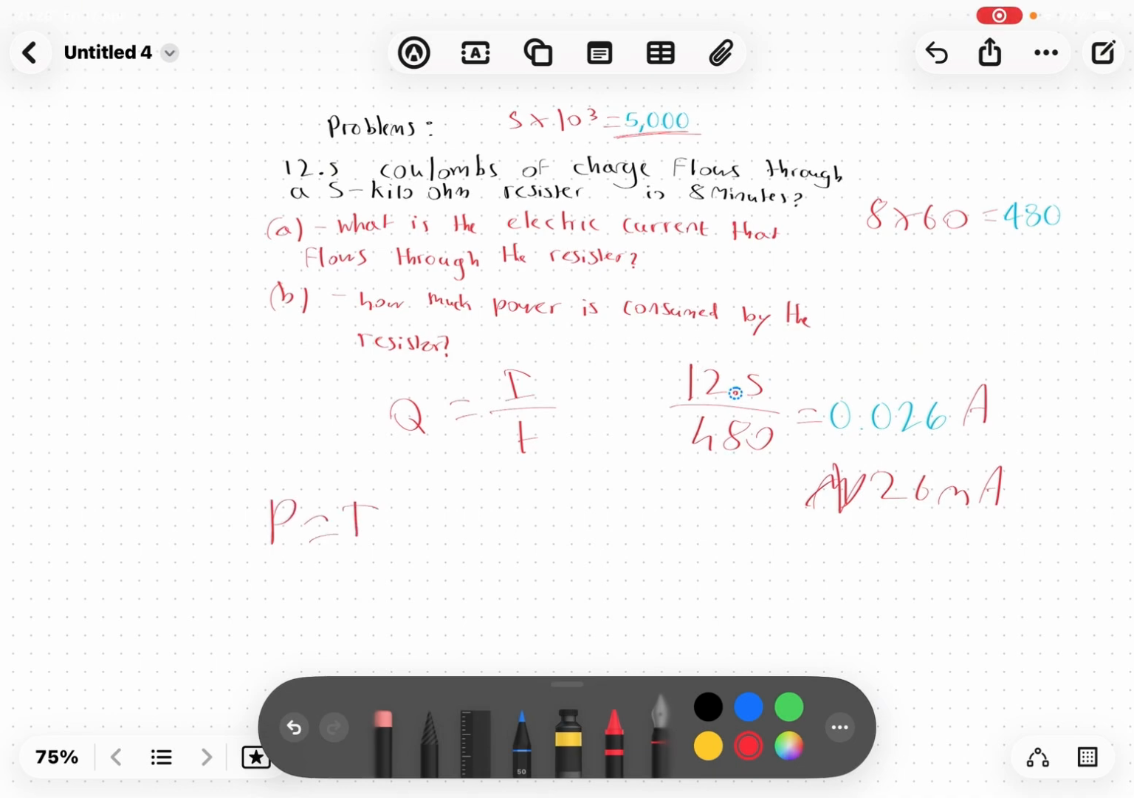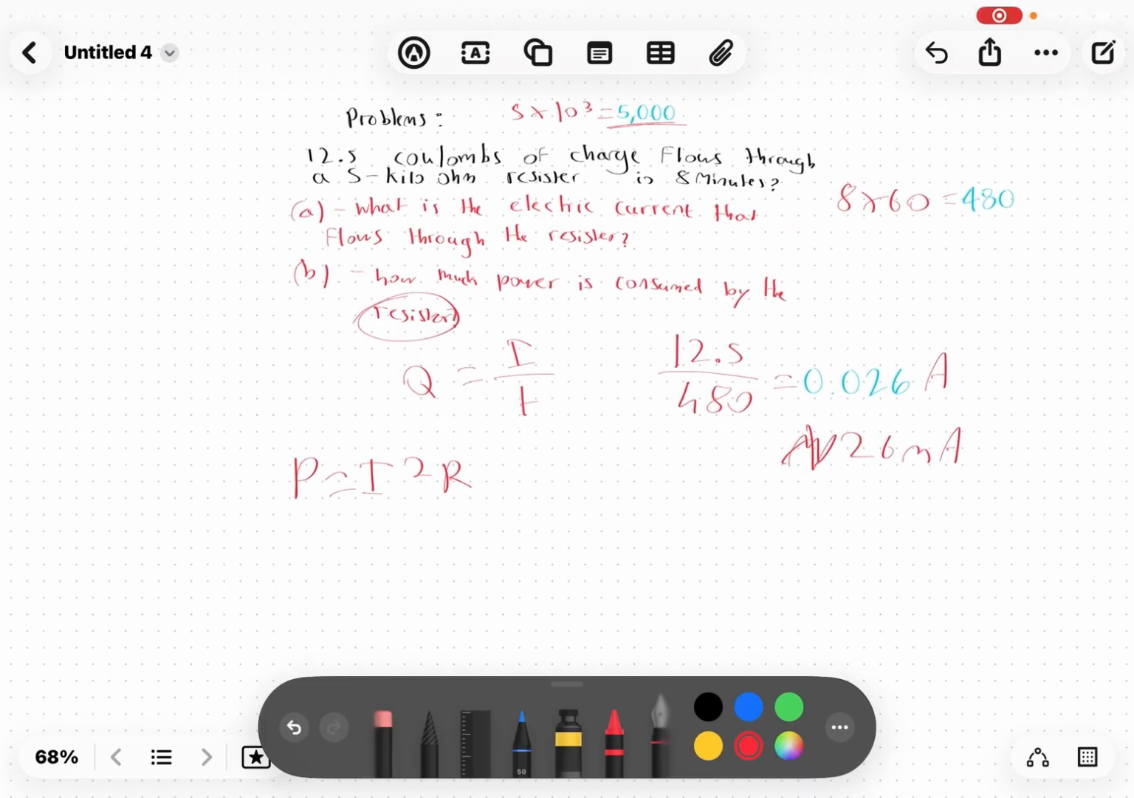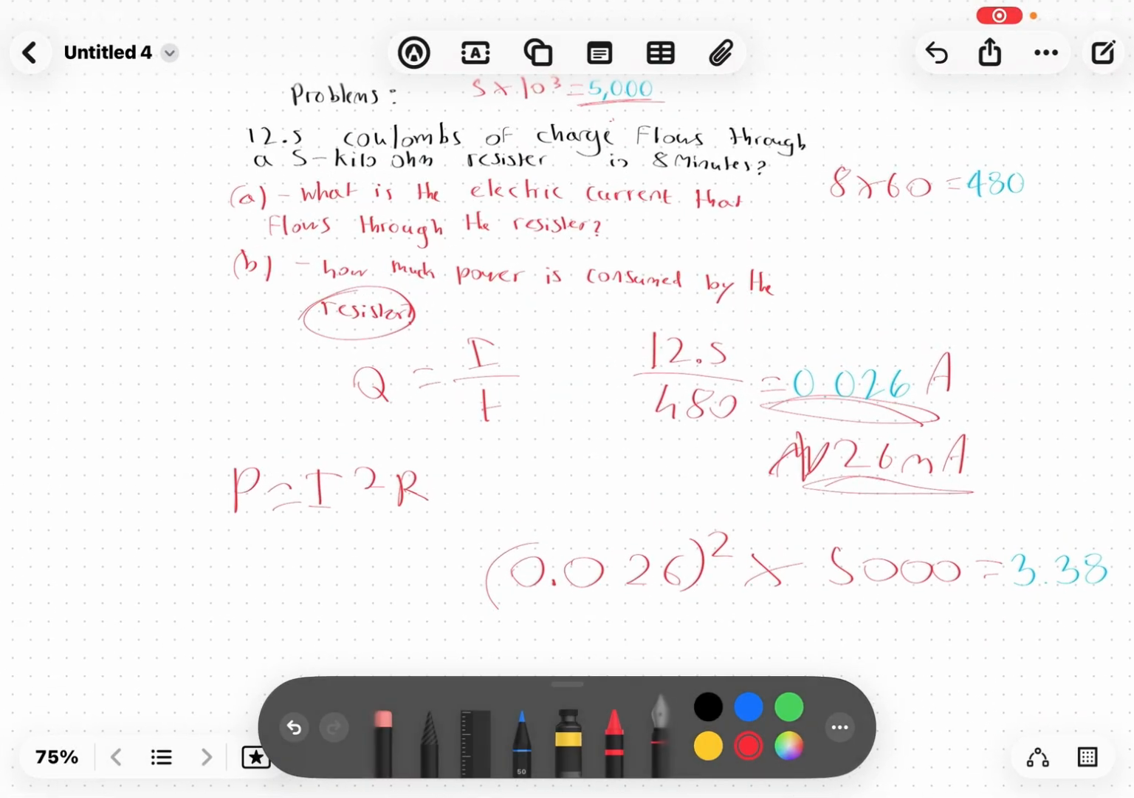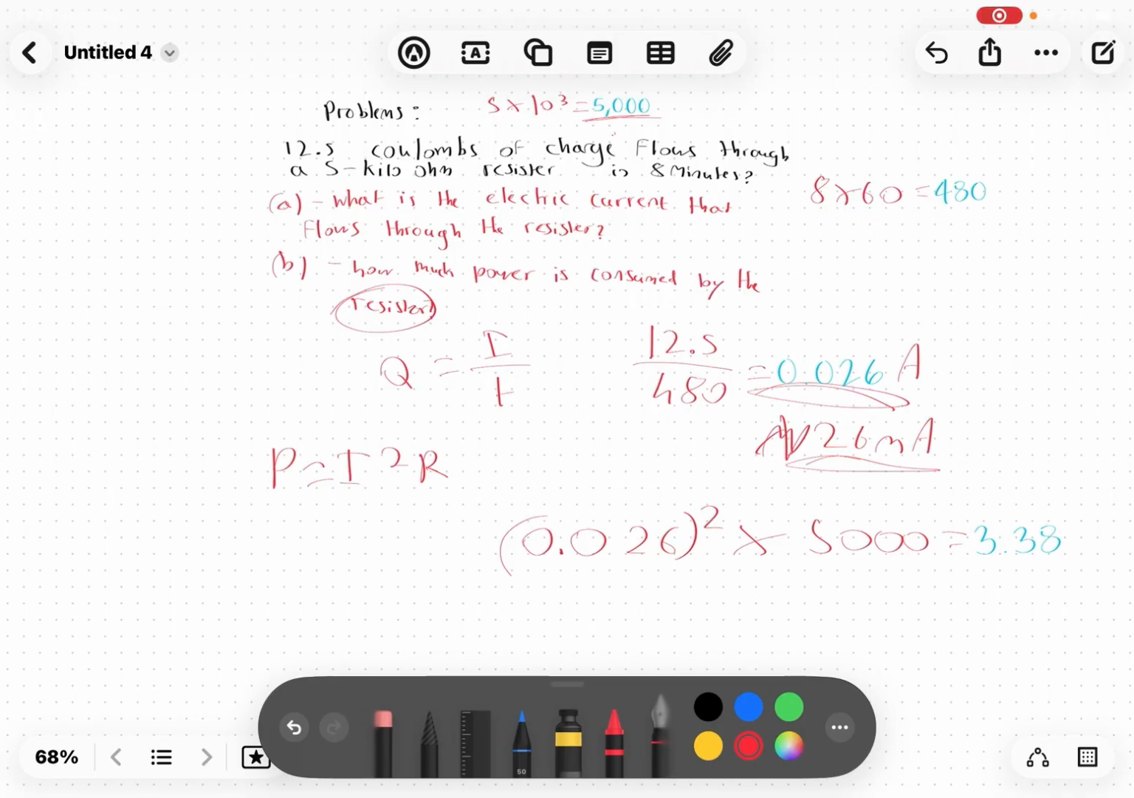P equals I squared R. Over here we're talking about the resistor, so we need the resistor one. We have the resistance, and we have the current, so 0.026 squared times 5,000 equals 3.36, and that will be in watts. So that's the end of the question.